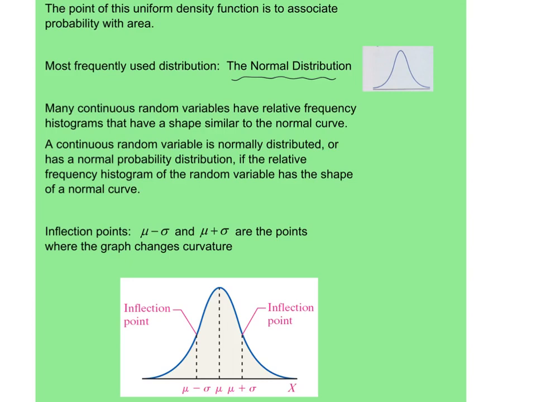Remember talking about the bell curve earlier in the semester, back when you used to be able to see my face. So that's coming back, but now we're talking about the area under that bell curve. All right, and so what it says here, many continuous random variables have relative frequency histograms that have a shape similar to the normal curve, right? This is the shape. So heights of males, heights of females, blood pressure, heart rates, they all have that bell-shaped distribution. And a continuous random variable is normally distributed or has a normal probability distribution if the histogram looks like that of a normal curve, okay?